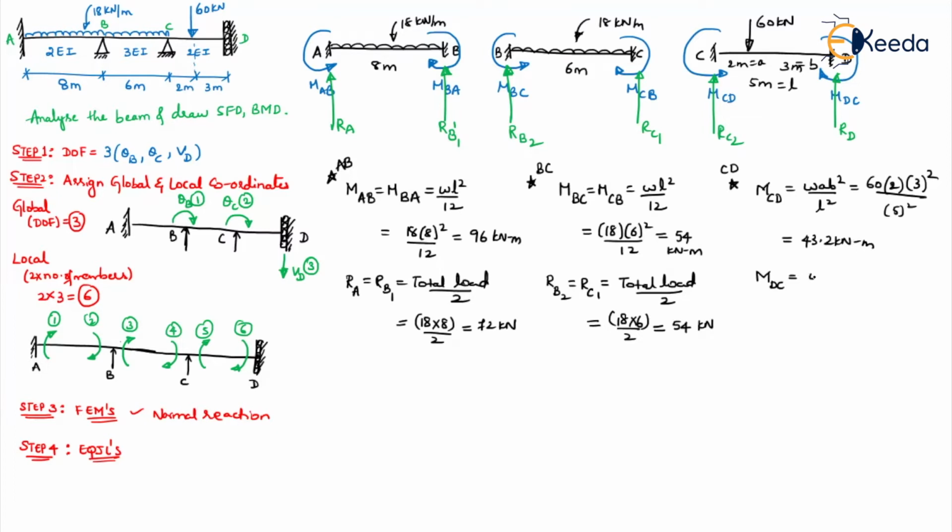Then you do MDC. So what is the change? It is WA square B by L square. So this will be 60 into 2 square into 3 by 5 square. So how much will it come up to? It will come up to 28.8 kilonewton meter. Right, so these are your fixed end moments.